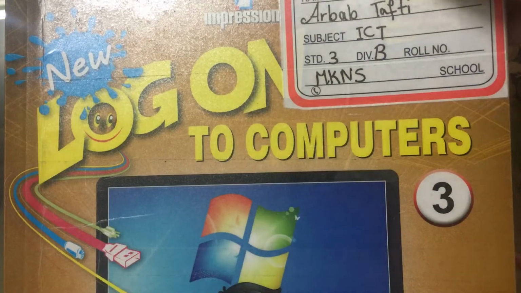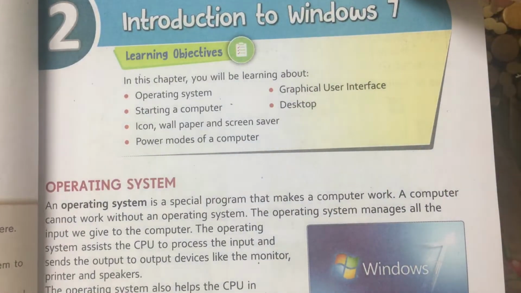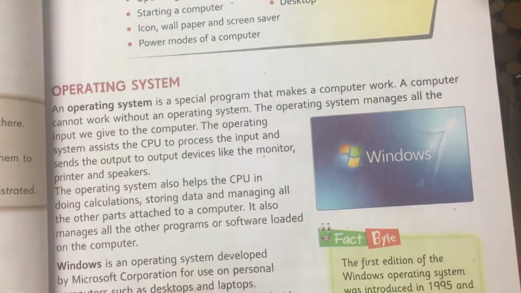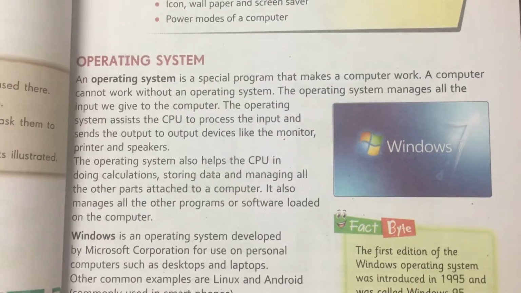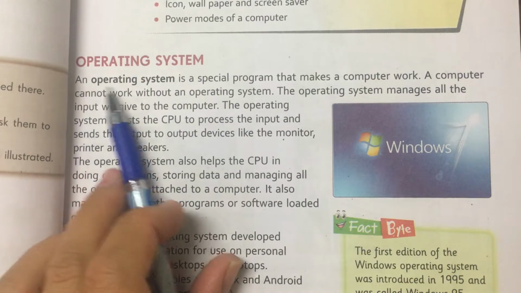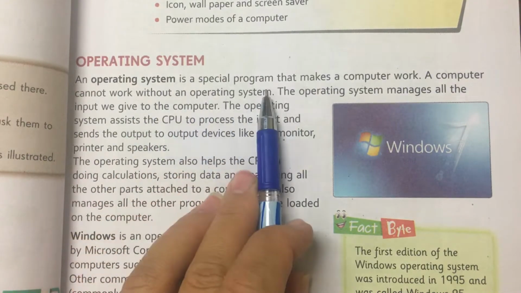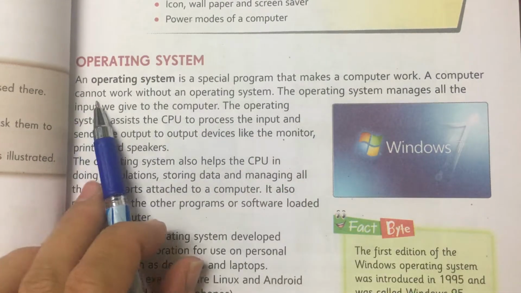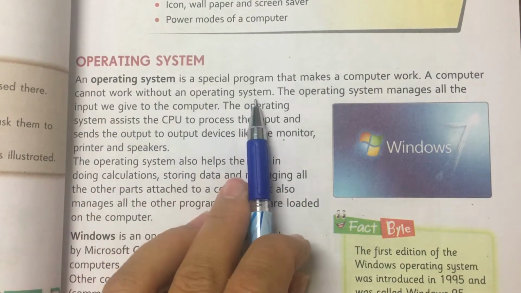The name of the chapter is Introduction to Windows 7 Operating System. An operating system is a special program that makes the computer work. A computer cannot work without an operating system.